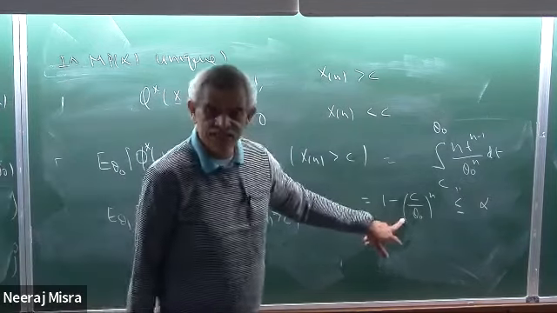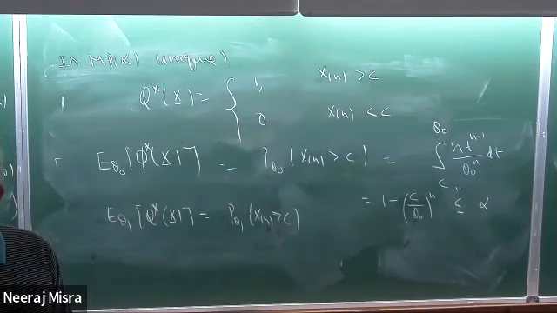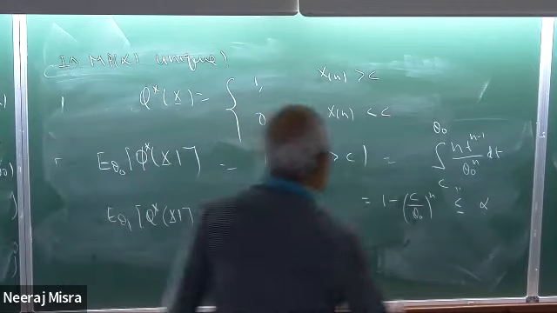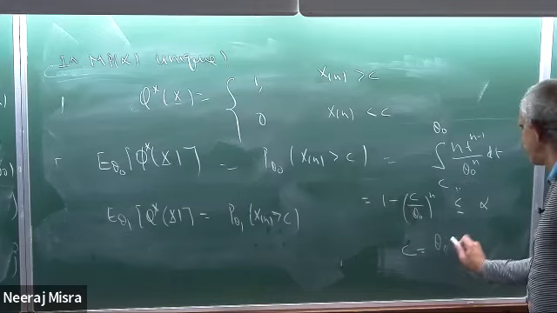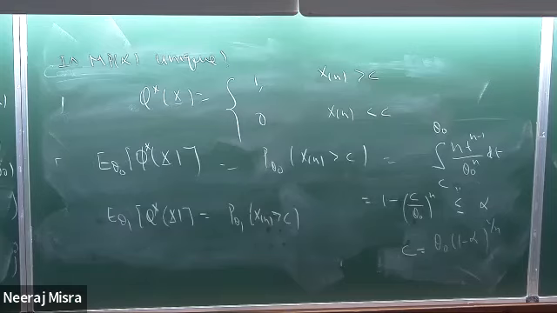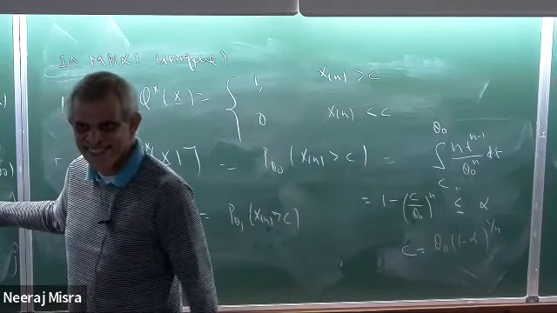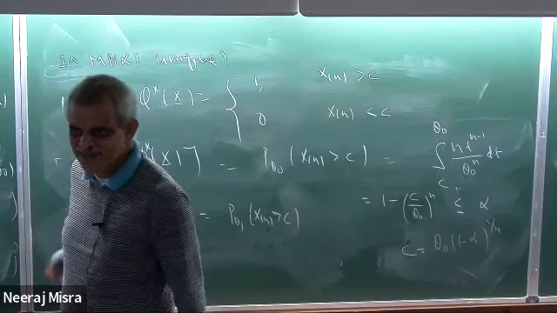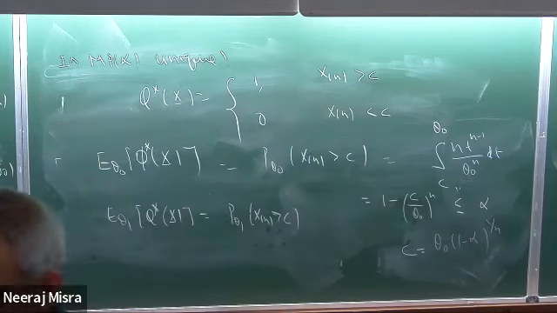And what is the condition on my C? That this should be less than or equal to this thing. So what is the minimum C for which this condition is satisfied? That is C equals theta naught times one minus alpha to the power one by n. And now you can show that with this choice of C, this power is exactly same as this. Is that okay? And that proves that there is another MP alpha test.